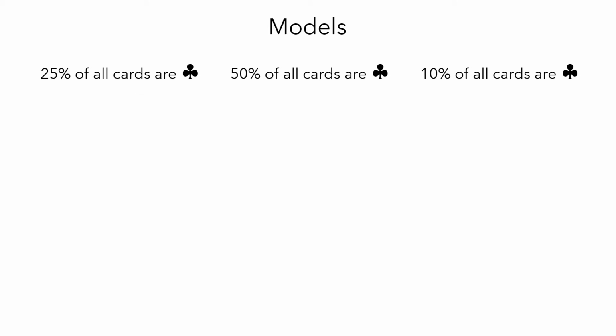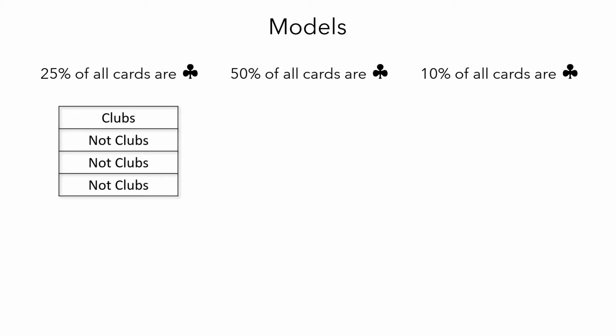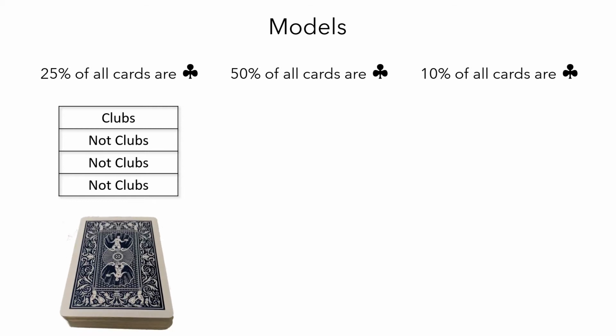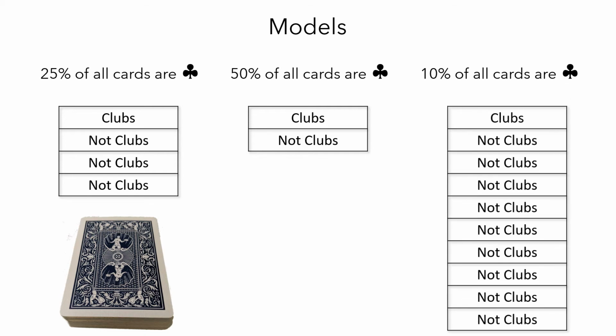Instead of physical models, you could also use a computer model. This takes the form of a list of values. For example, here is a list of 4 values, and 25% of the values correspond to clubs. So this is a model for a population of cards where 25% of the cards are clubs. And then to make a model of a deck where 50% of the cards are clubs, you would use a list like this, because 50% of the values in the list are clubs. And for a model where 10% of the cards are clubs, you could use a model that looks like this, because 10% of the cards are clubs.